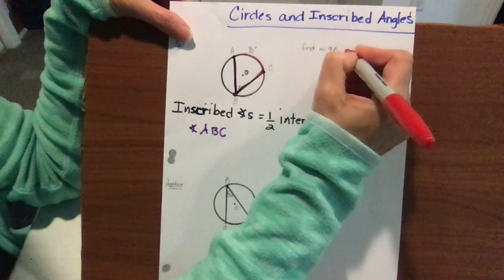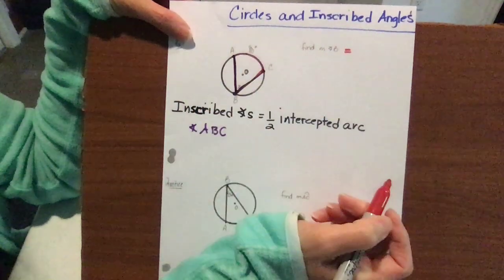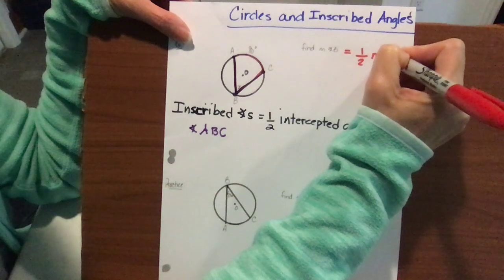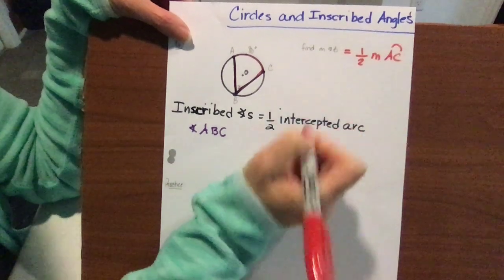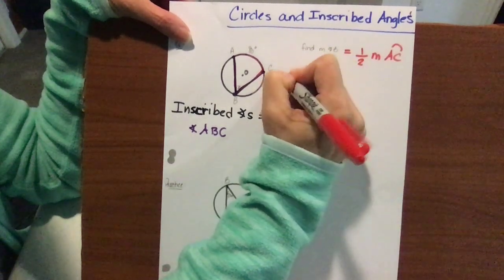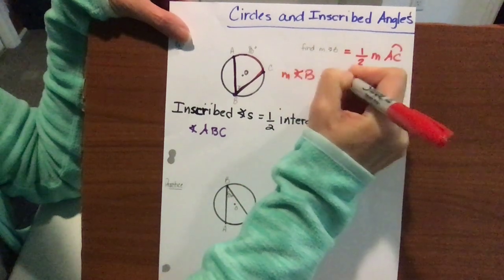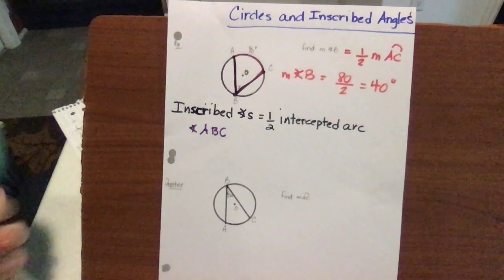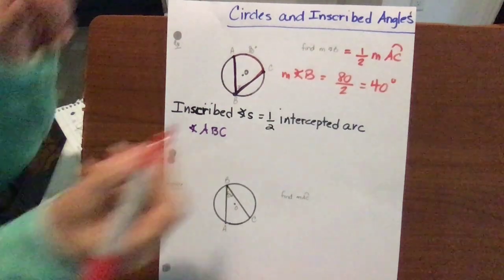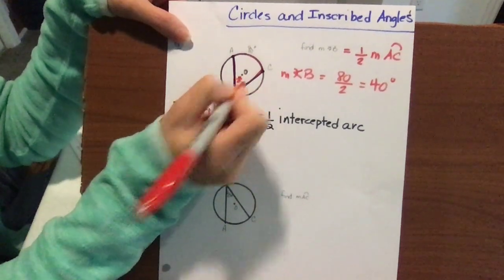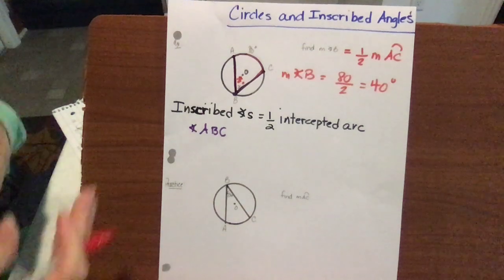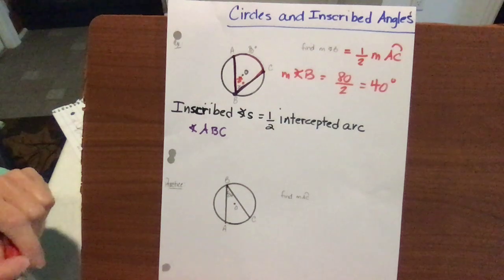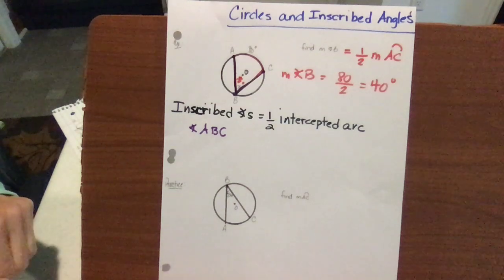So the measure of angle B, or ABC in this case, is going to be half of the measure of the intercepted arc AC. So measure of angle B equals 80 divided by 2, which equals 40 degrees. When you are working with circles, you should always put your information on your circle because you never know if you're going to have to use it for another angle or other measurement that you can try to calculate in the circle.